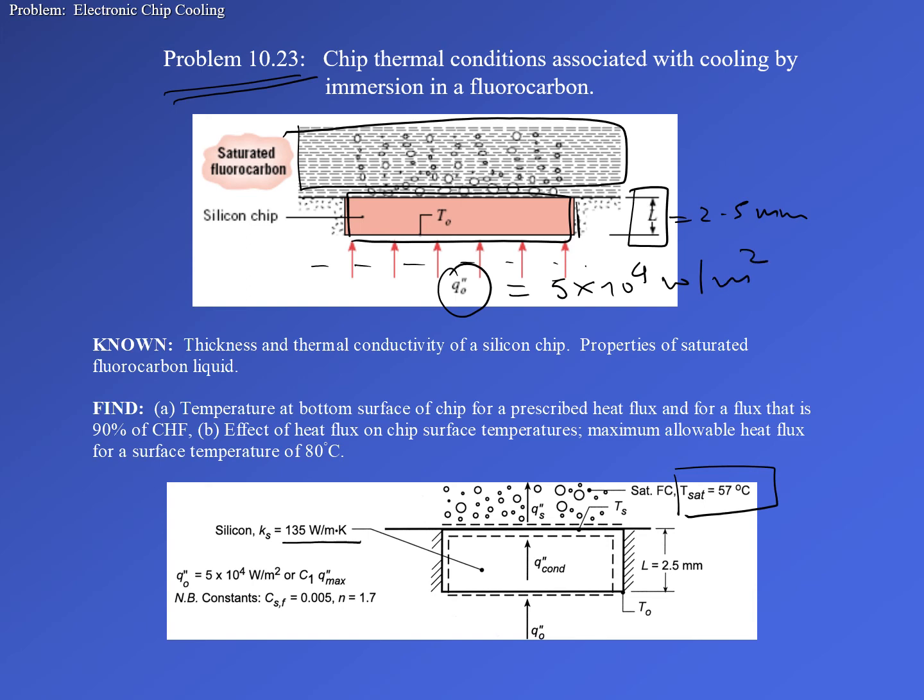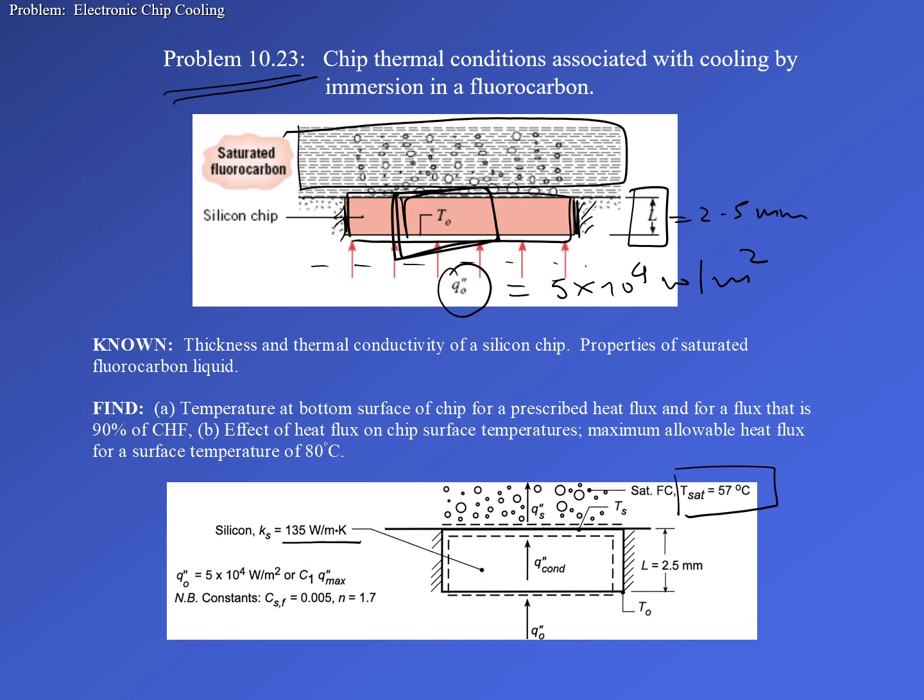And we are assuming that the sides of the chip, which are these two sides on the left and right, are insulated perfectly. So the only heat being given to the chip is from the bottom, and the heat loss is occurring from the top, where you have the saturated fluorocarbon contacting the chip. What we have to do is find the steady state temperature of the bottom surface of the chip. This is denoted by T naught.